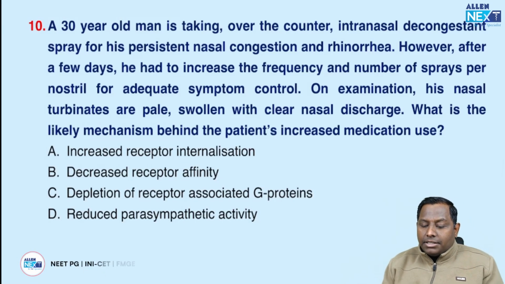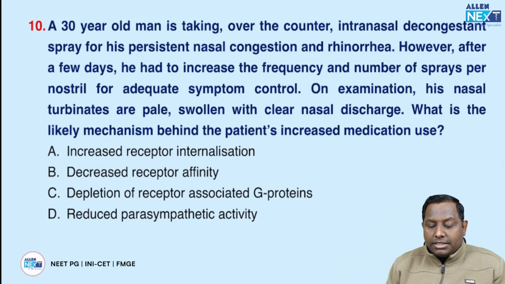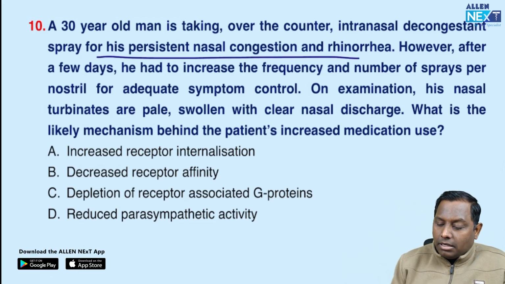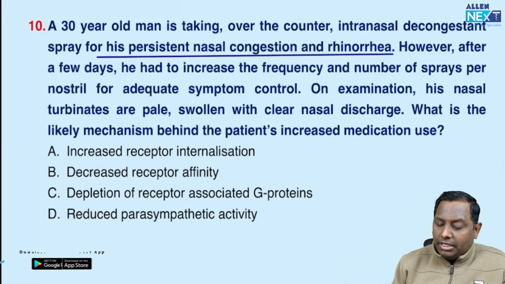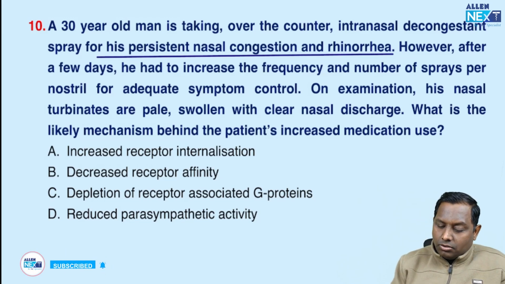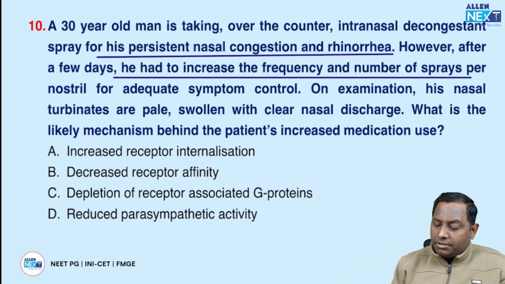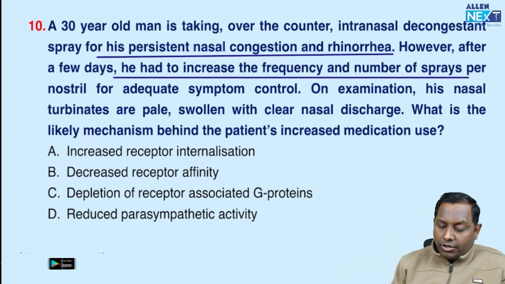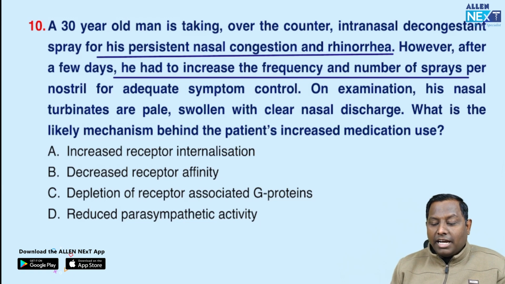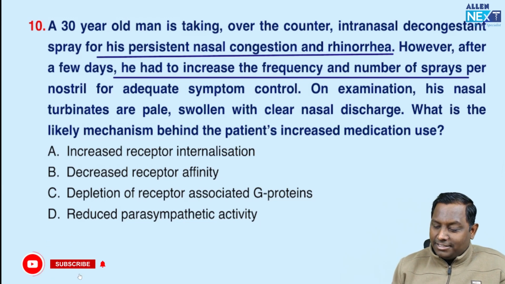A 30-year-old man is taking an over-the-counter intranasal decongestant spray for his persistent nasal congestion and rhinorrhea. However, after a few days, he had to increase the frequency and number of sprays per nostril for adequate symptom control. On examination, his nasal turbinates are pale, swollen, with clear nasal discharge.